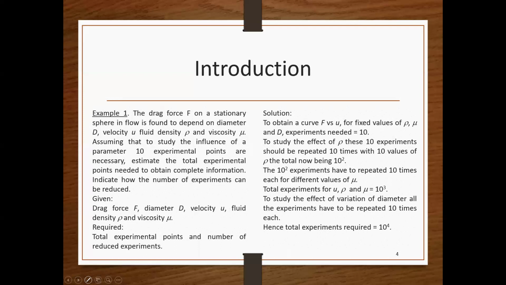To study the effect of variation of diameter, all the experiments have to be repeated 10 times each. Hence, total experiments required is 10 exponent 4. That is 10,000 actual experiments. Experiment kasi actual, di ba? Di man yung dodoktoran mo lang. This experiment, meron kang mga instrument, 10,000 times mong uulitin yon. Okay? Yan ang sagot.